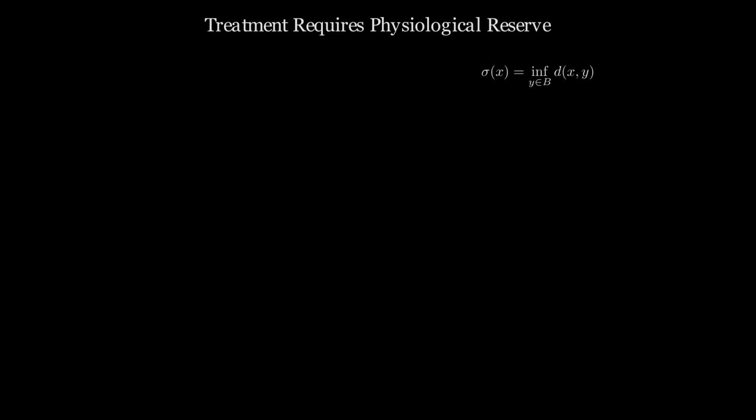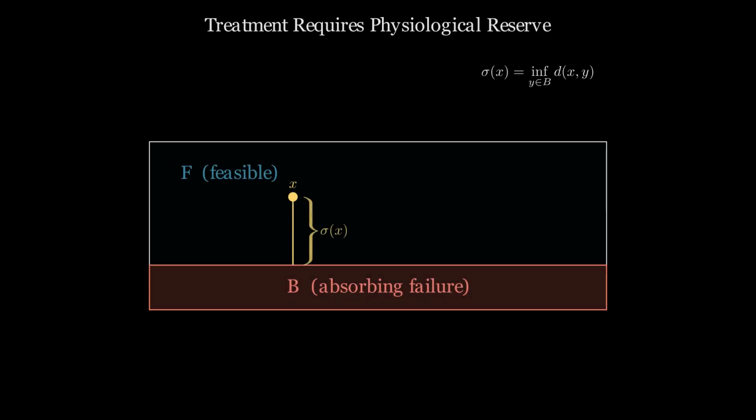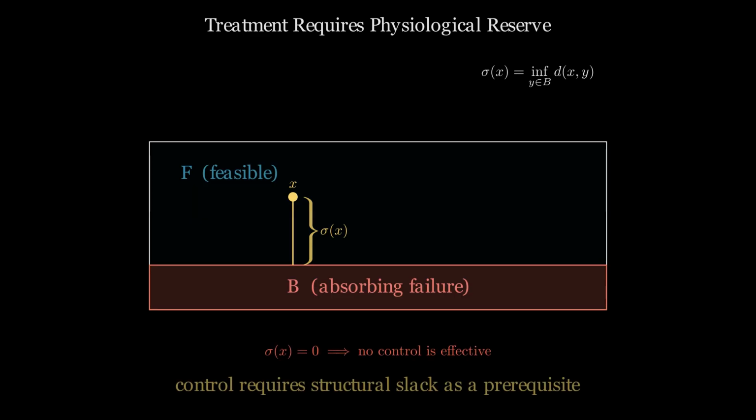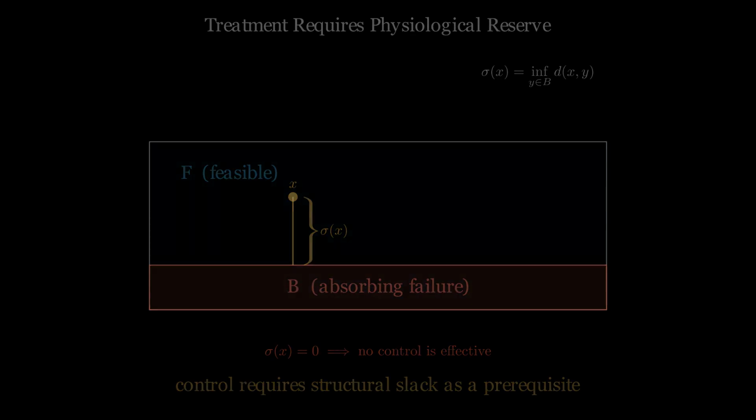Clinical treatment means redirecting a patient's physiological trajectory, but treatment is not always possible. The patient must have physiological reserve to be redirected. When organ function is already at the failure boundary, there is no reserve left. The intervention has no margin to work with. This is not a failure of clinical strategy. It is a structural condition that eliminates the possibility of effective treatment.